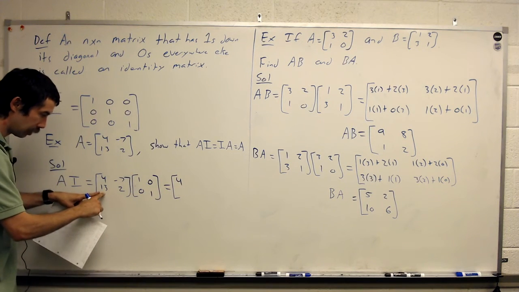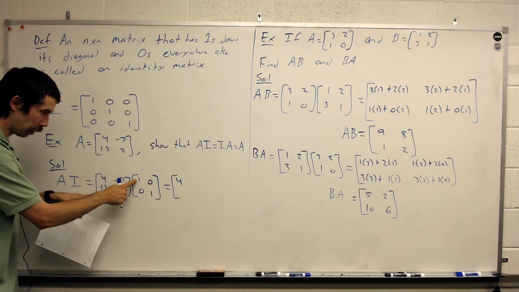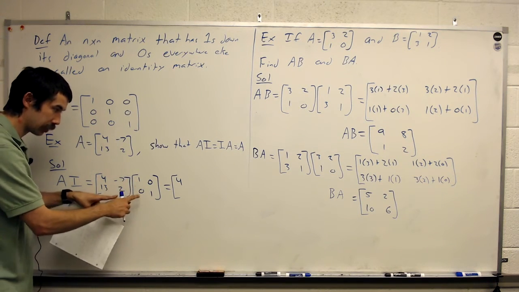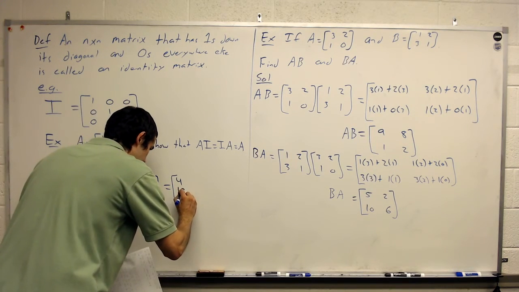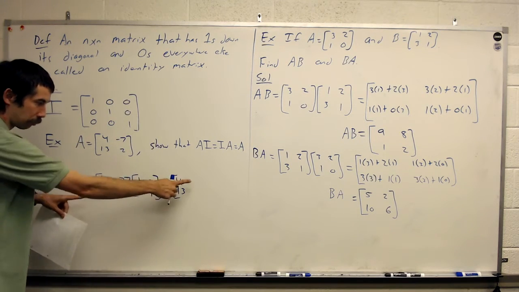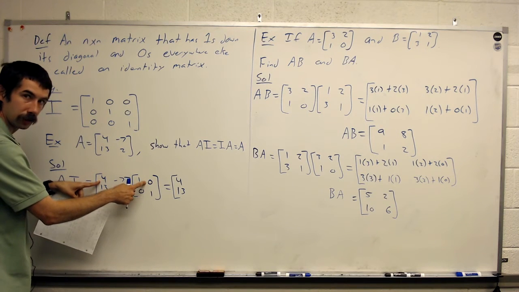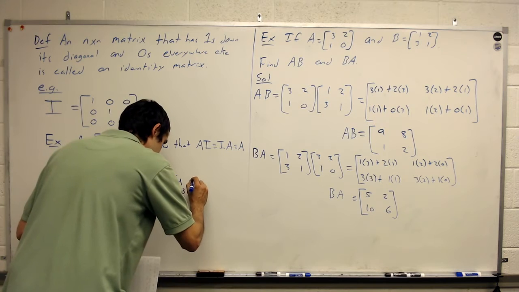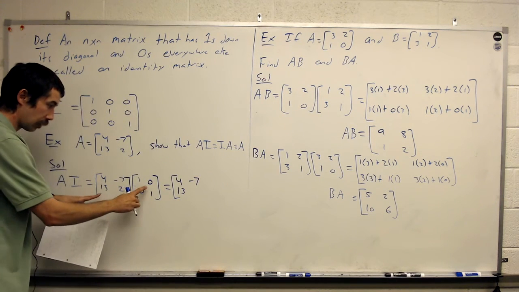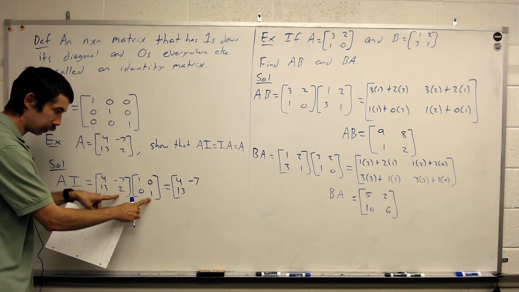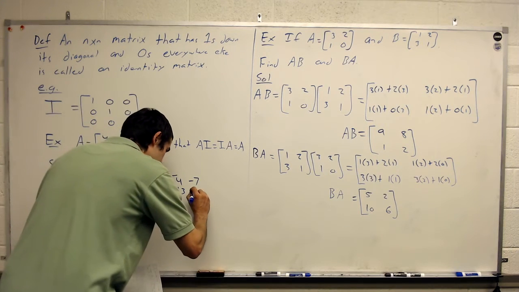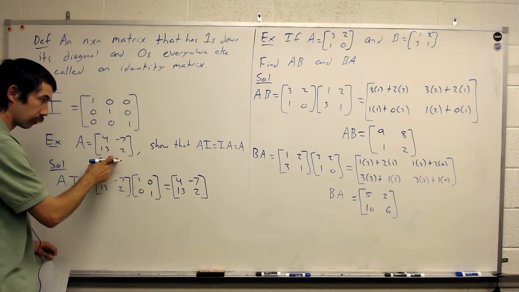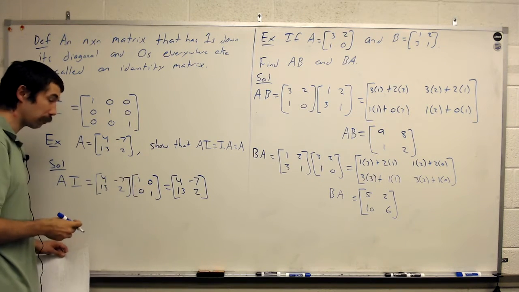Okay, bottom left. 13 times 1 plus 2 times 0. 13 plus 0 is 13. Top right, 4 times 0 plus negative 7 times 1. 13 times 0 plus 2 times 1. That's A. That's the same. That's right what we started with.